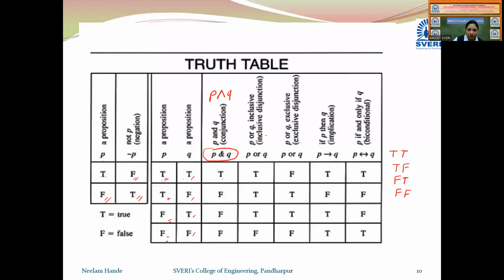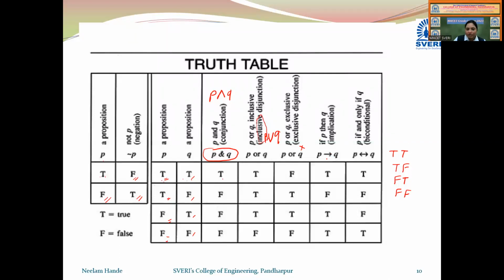P or Q, we denote: if both are false, then it is false, otherwise true. All the first three are true, and when both are false it becomes false. But this is the inclusive case, and we have only inclusive for our study, so you can ignore exclusive.